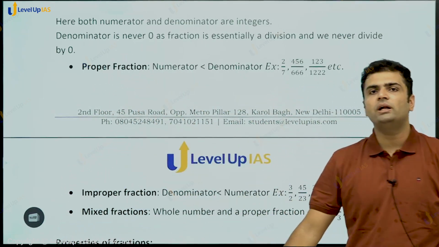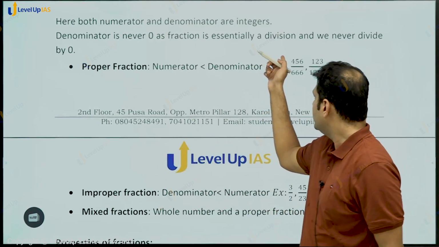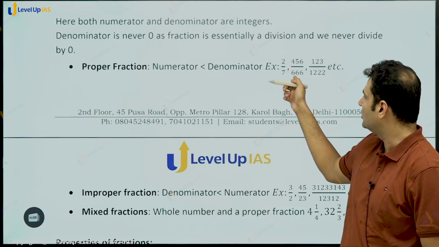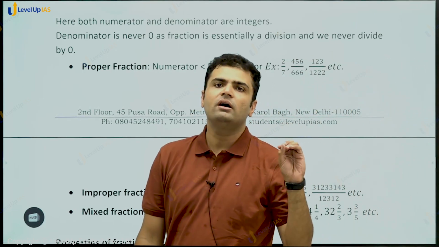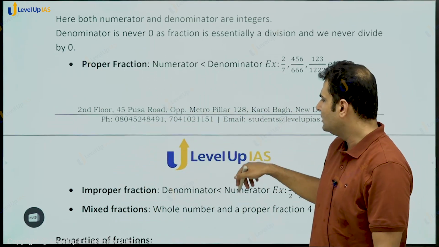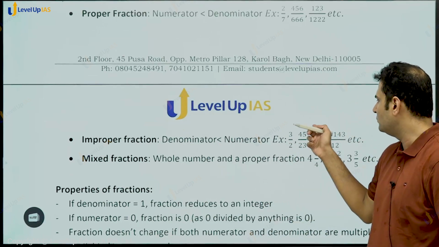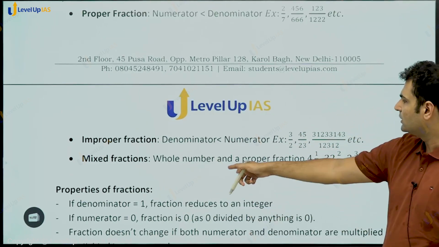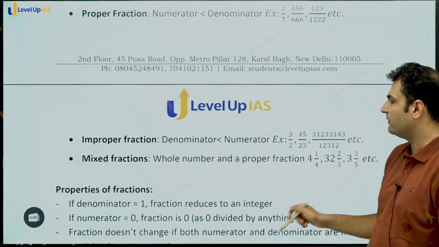Proper fraction is where numerator is less than denominator. तो मतलब ये 2/7, 2 less than 7, 456/666, numerator less than denominator, etc. This is called a proper fraction. Improper fraction, denominator is less than numerator, उल्टा, just 3/2, 45/23, etc. And mixed fractions where there is a whole number and a proper fraction: 4 1/4, 32 2/3, 3 3/5.